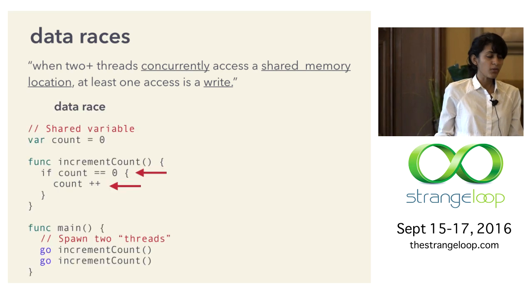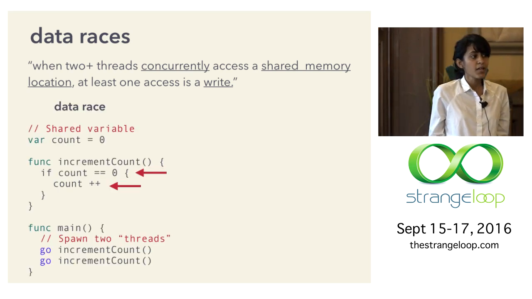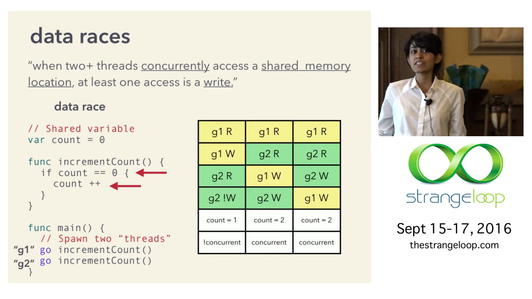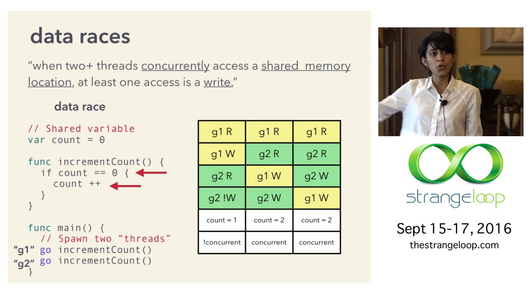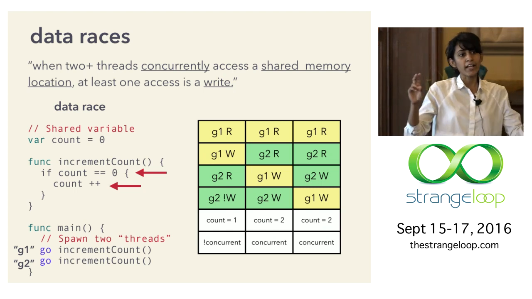So here's an example of probably the most obvious data race. Now, why is this a data race? This is a data race because there is at least one ordering of the events which results in the wrong answer.